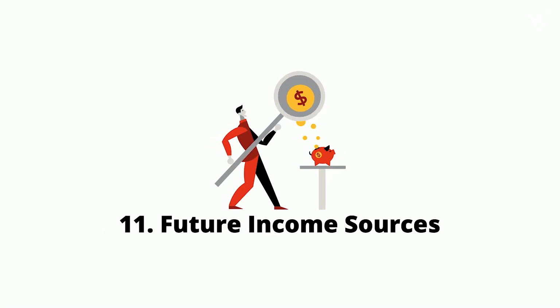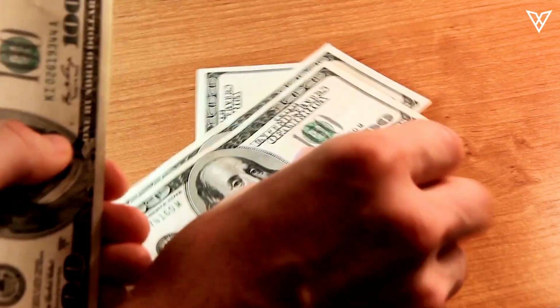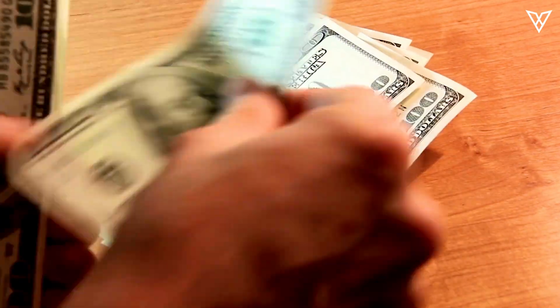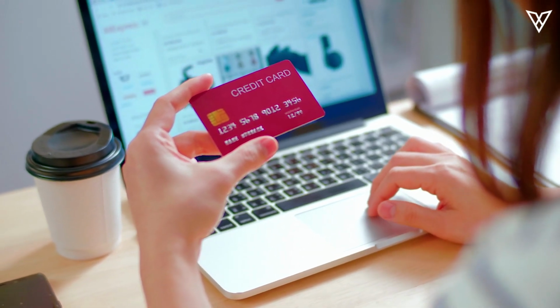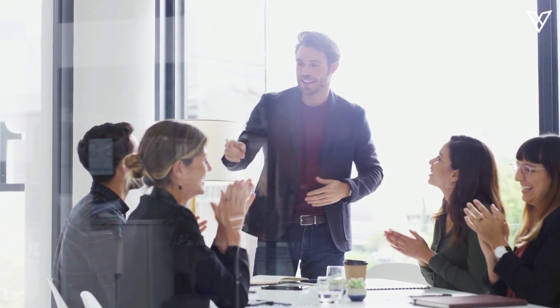Parameter number 11, future income sources. If the stability and the amount of the investor's income is expected to go north in the future, then his or her risk appetite would increase, because he or she would be dependent on future income for meeting future needs. Talking about myself, since this is just the onset of my professional career and I have a job right now, I feel that my income would be quite stable in the coming years, and at the same time it will increase gradually as I progress and develop professionally. Considering those aspects, I would give myself a score of 8 in this aspect.